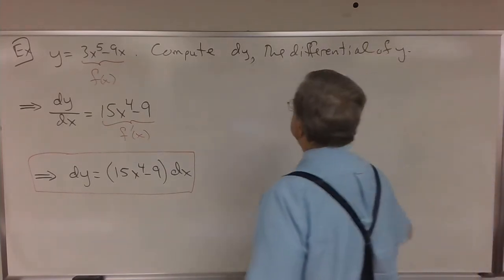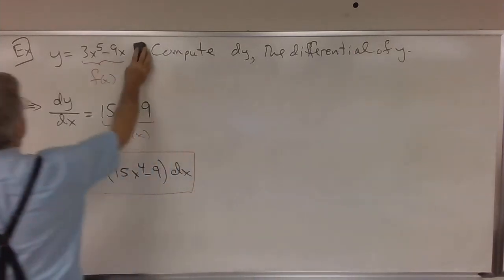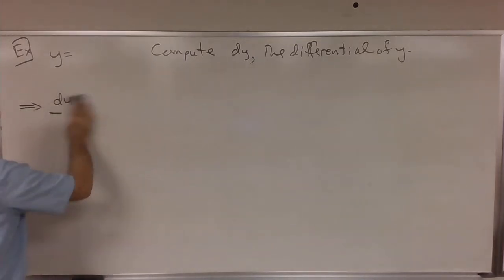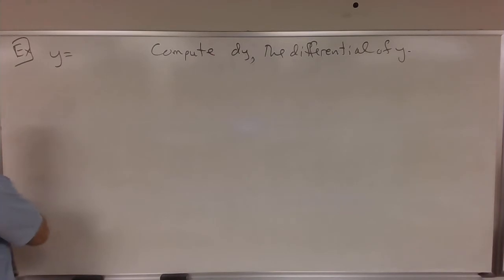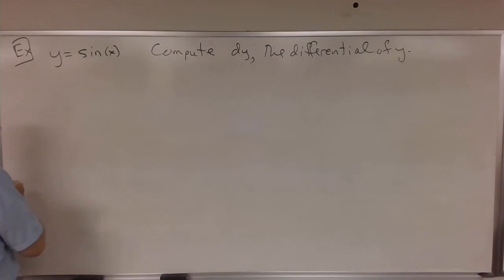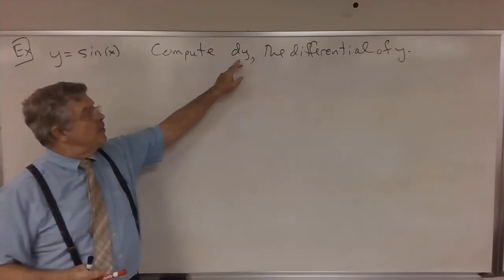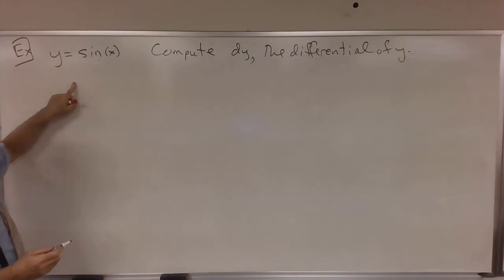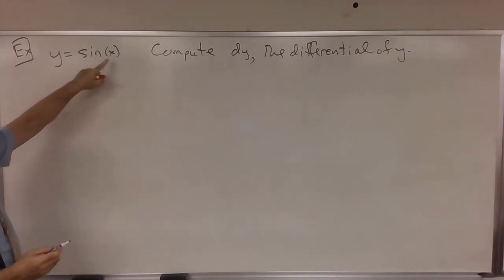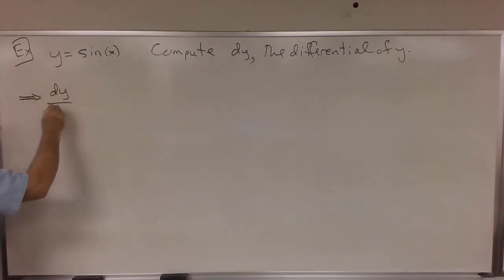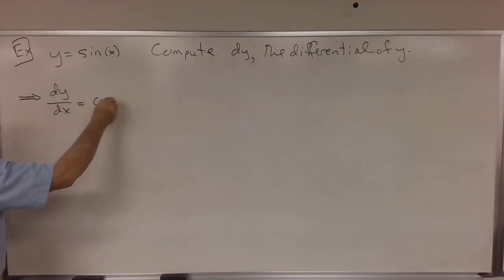Another example just to make sure we got it. y equals sine of x. So sine of x is our f of x. We want dy, the differential of y. So remember what we did before. Compute the derivative of both sides with respect to x. So that's going to give us dy dx equals cosine of x.